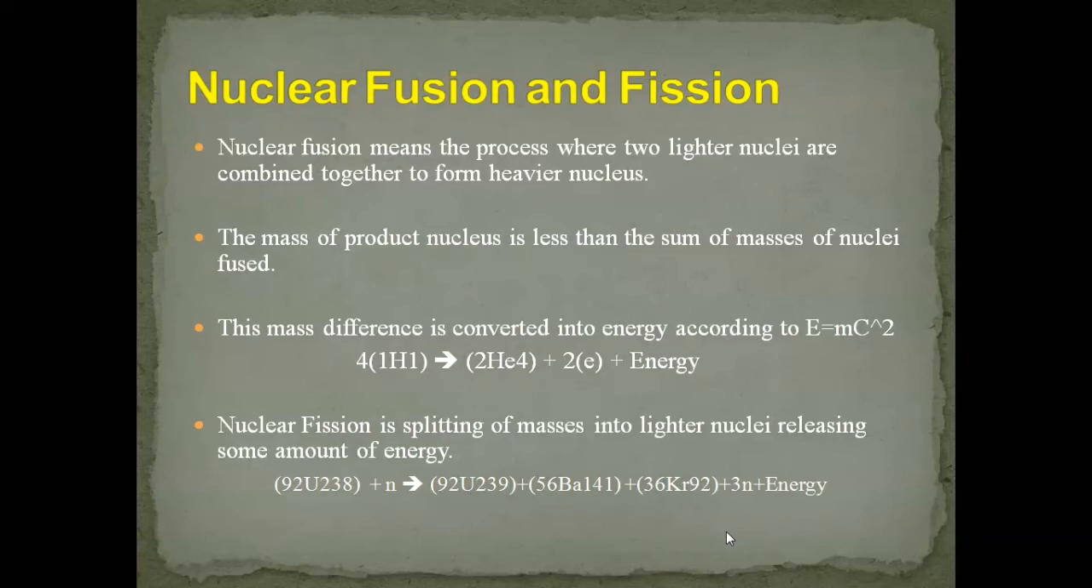The difference is that nuclear fusion involves a process where two lighter nuclei are combined together to form a heavier nucleus. But keep in mind that the mass of the product nucleus is less than the sum of the masses of the nuclei involved in fusing. This mass difference is converted into energy according to the law E = mc². You can see the reaction of nuclear fusion.